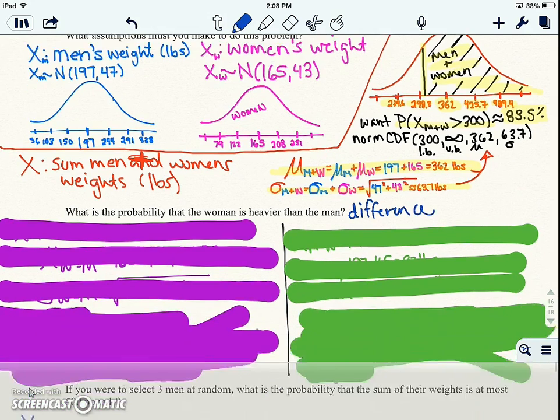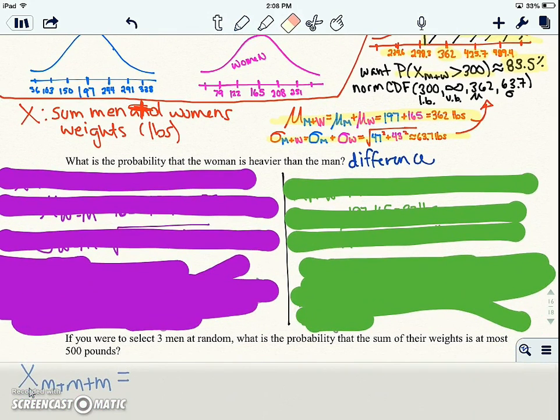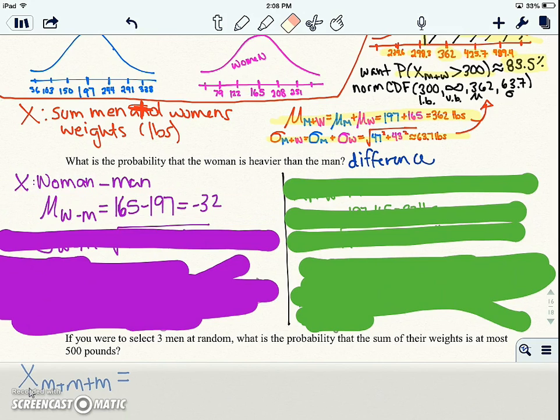Well then, in that case, we'd want to subtract. So let's do the women first. Same thing. We name our variation, woman minus man. And we think about what the mean's going to be. Well, based off of our formulas up above, we'd subtract them.